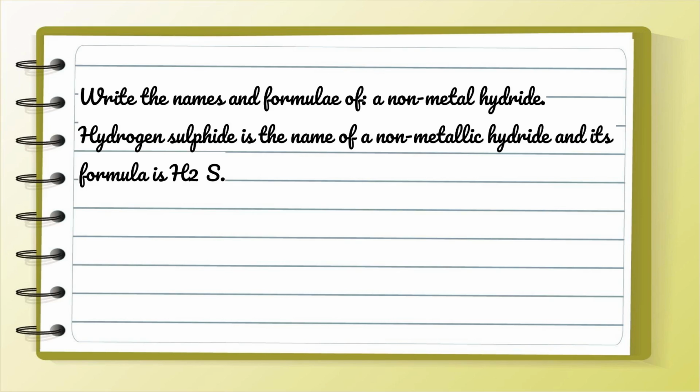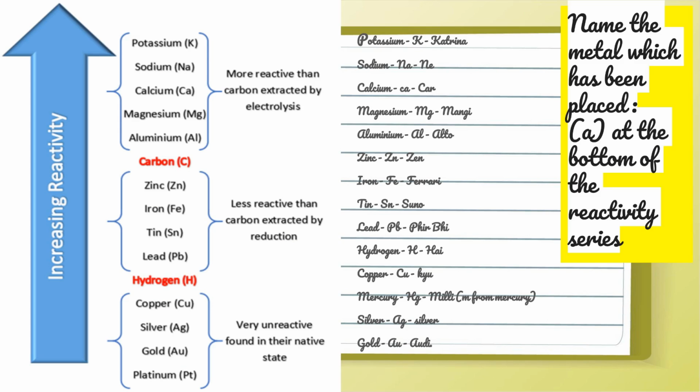Write the names and formulae of a non-metal hydride. Hydrogen sulfide is the name of a non-metallic hydride and its formula is H2S. Name the metal which has been placed at the bottom of the reactivity series.